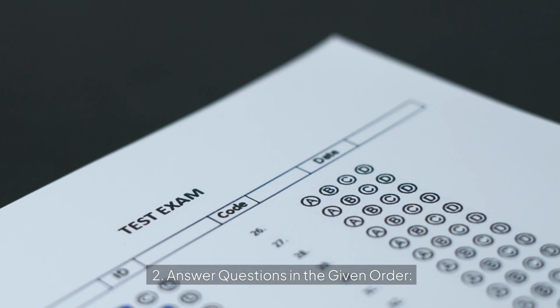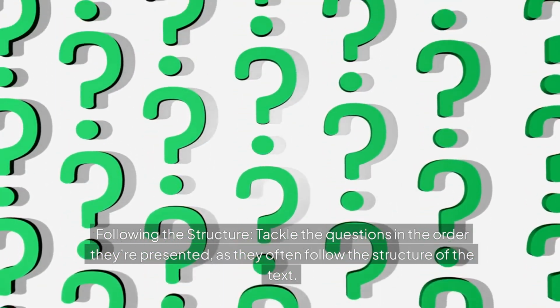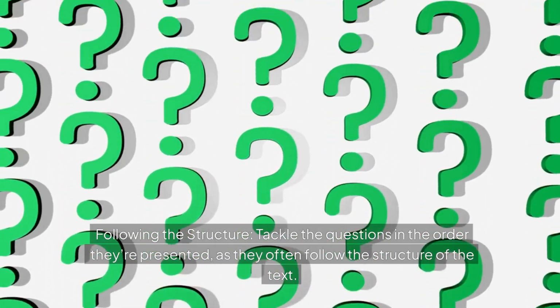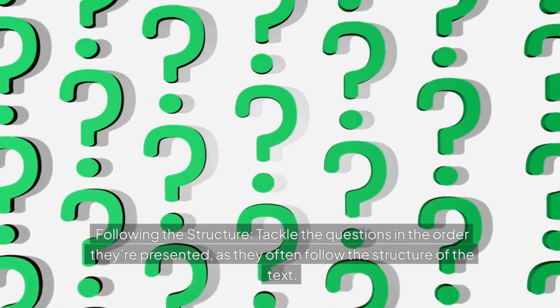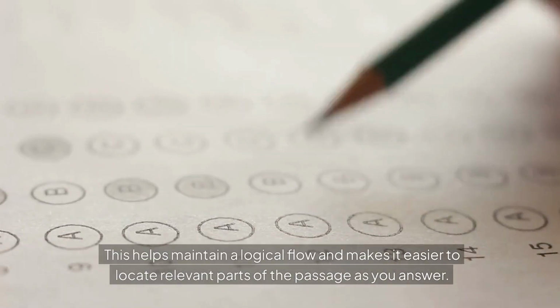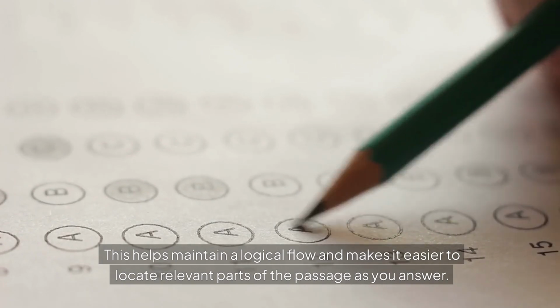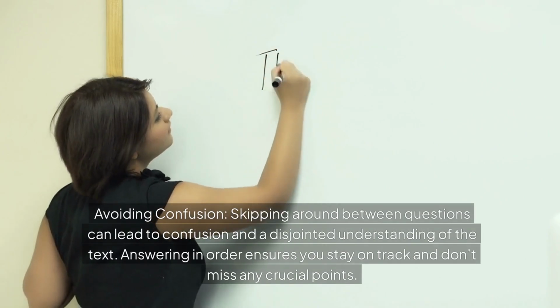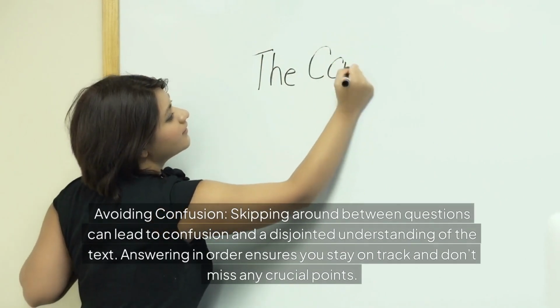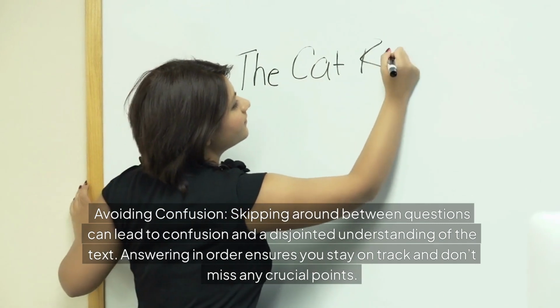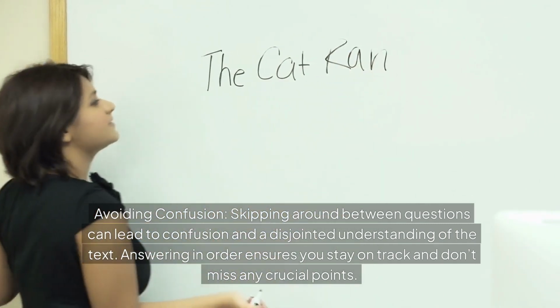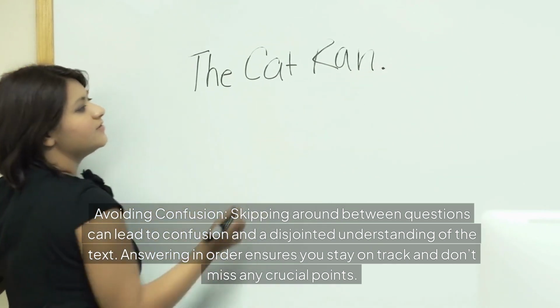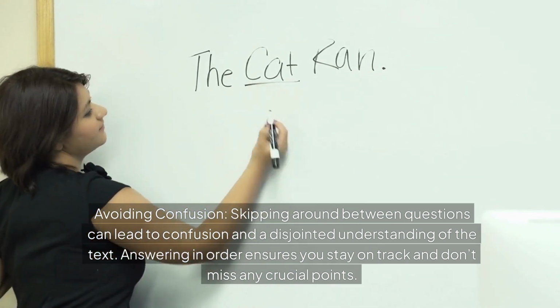2. Answer questions in the given order. Following the structure, tackle the questions in the order they're presented, as they often follow the structure of the text. This helps maintain a logical flow and makes it easier to locate relevant parts of the passage as you answer. Avoiding confusion. Skipping around between questions can lead to confusion and a disjointed understanding of the text. Answering in order ensures you stay on track and don't miss any crucial points.